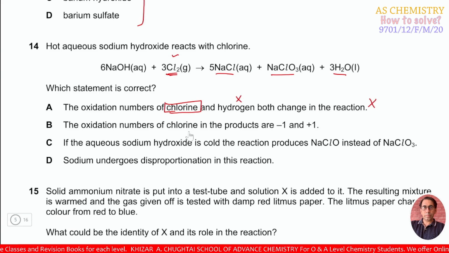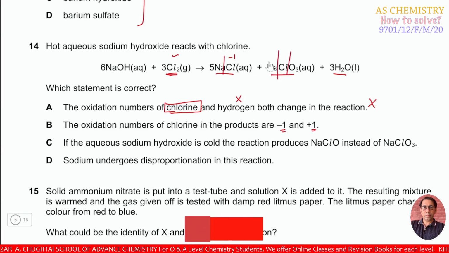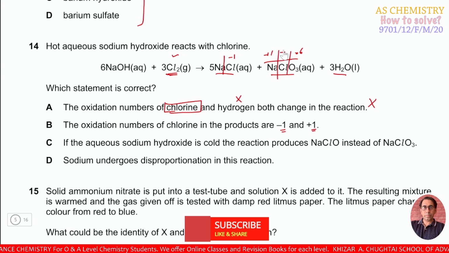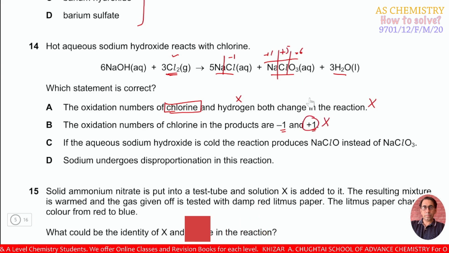The oxidation numbers of chlorine in the products are -1 and +1. In this case, it is -1. In this case, it is -2 for oxygen, +1 for sodium, and +5. No, it is again incorrect, it is not +1. If the aqueous sodium hydroxide is cold, the reaction produces NaClO instead of NaClO3.